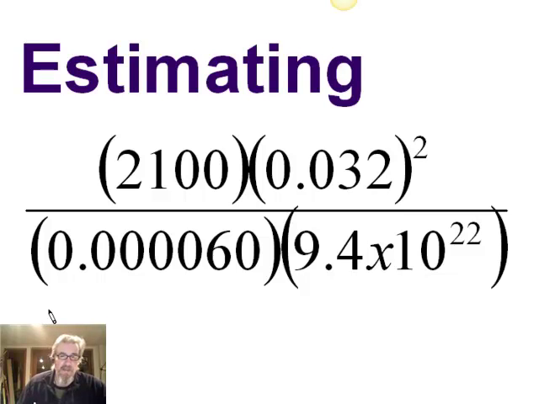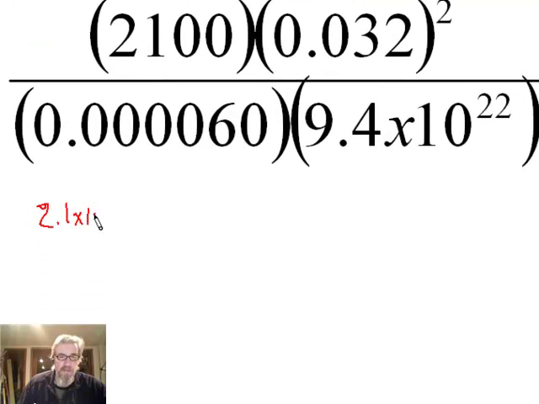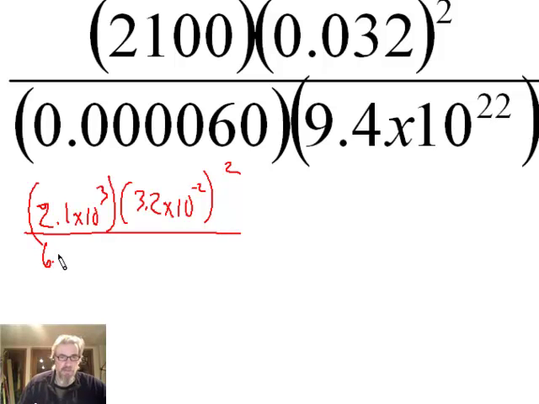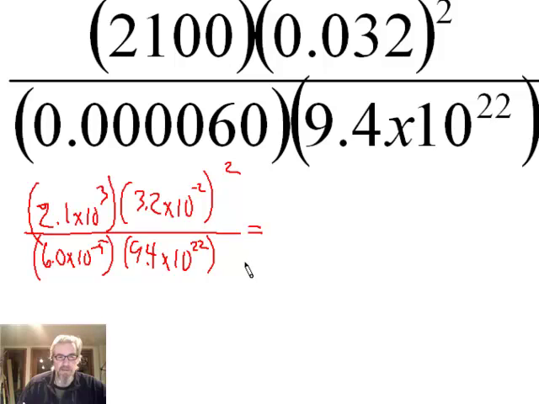The first step is to write everything in scientific notation. So 2100 becomes 2.1 times 10 to the third. 0.032 becomes 3.2 times 10 to the negative 2, and that's squared. In the denominator, we have 6.0 times 10 to the negative fifth, and 9.4 times 10 to the 22 is already in scientific notation. The next thing you want to do is group the mantissas together and then multiply that by the exponents grouped together.